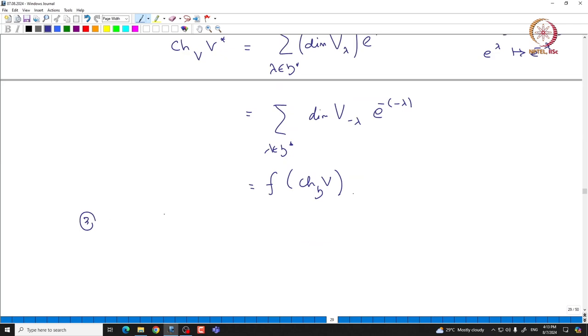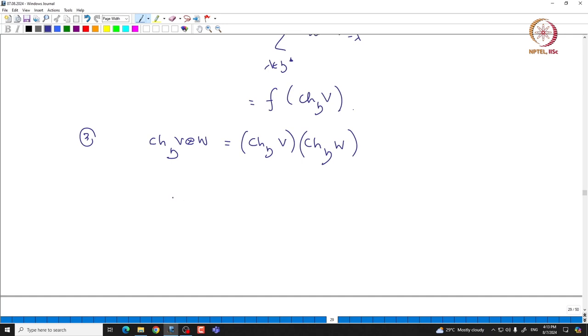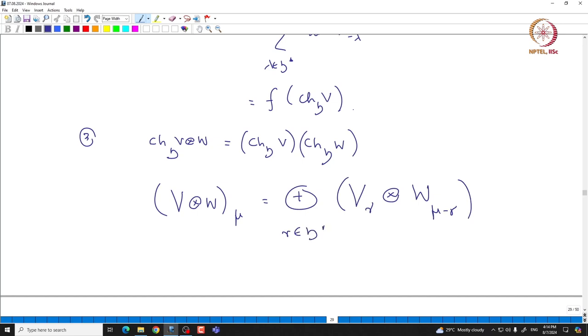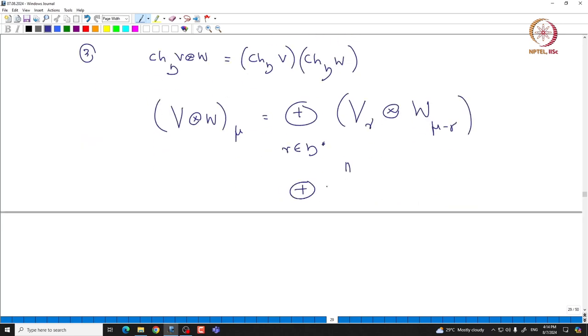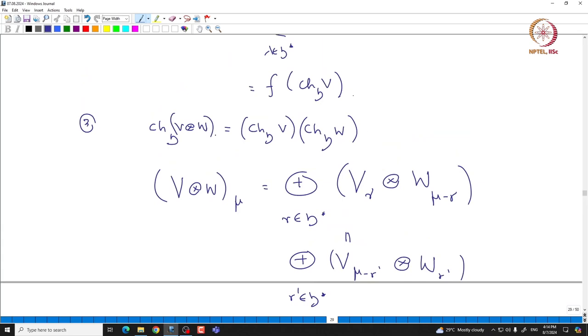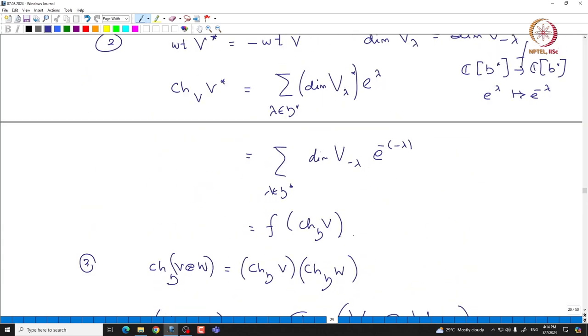Now if you go to the tensor product, you can easily see that the character of the tensor product is just the product of the characters. Again, this follows from the fact that if you take the tensor product and look at the mu-th weight space, it is nothing but the direct sum of the individual spaces V gamma tensor W mu minus gamma, where gamma runs over H star. Note that this is also the same as the direct sum of V mu minus gamma dash tensor W gamma dash, where gamma dash again runs over H star. All these things are immediate from the earlier observations.